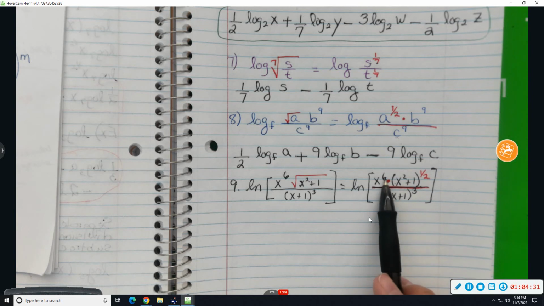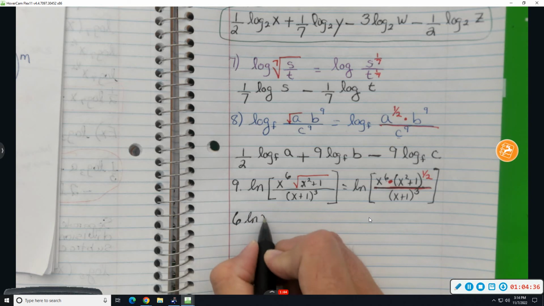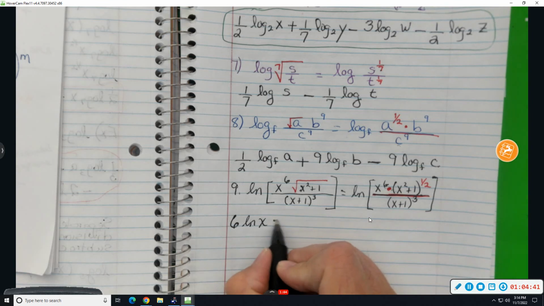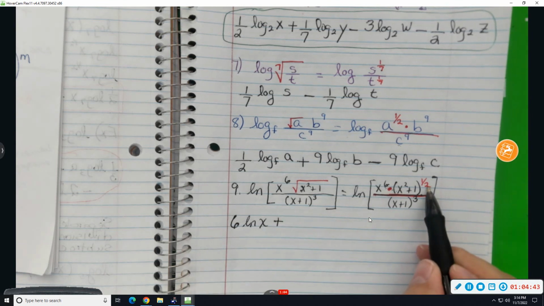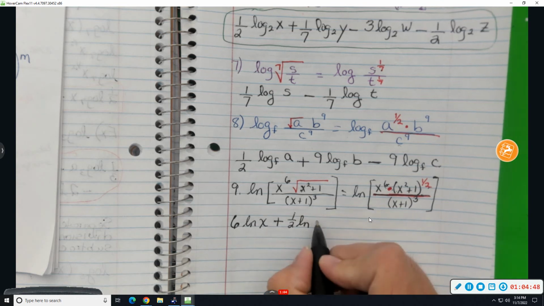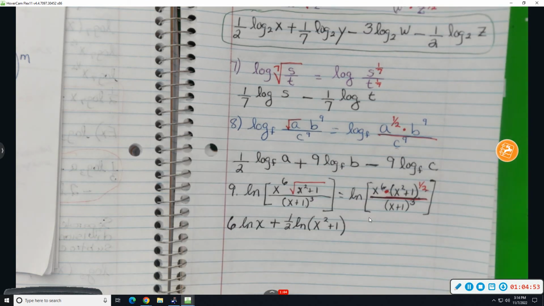We get started with the 6, then ln x, then a plus, because you're on top. Write the exponent, and the ln x squared plus 1. Notice I'm doing the same steps I would if it had said log. Don't let the fact that it says ln scare you. It's just a different logarithm. You still do the same thing, just like if it had said log base 2 or log base f.